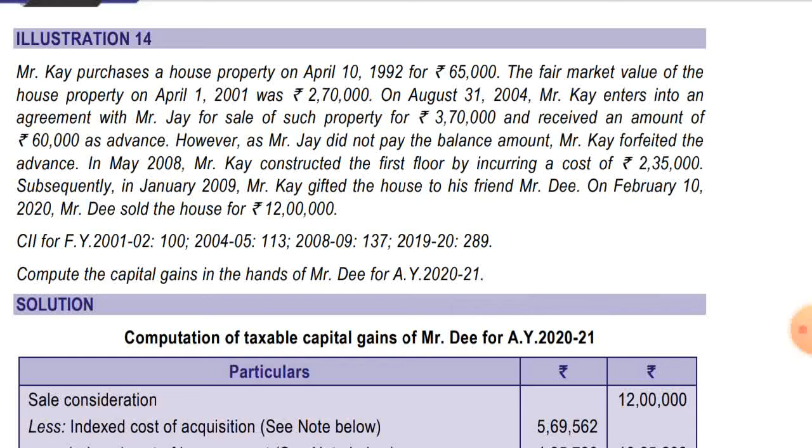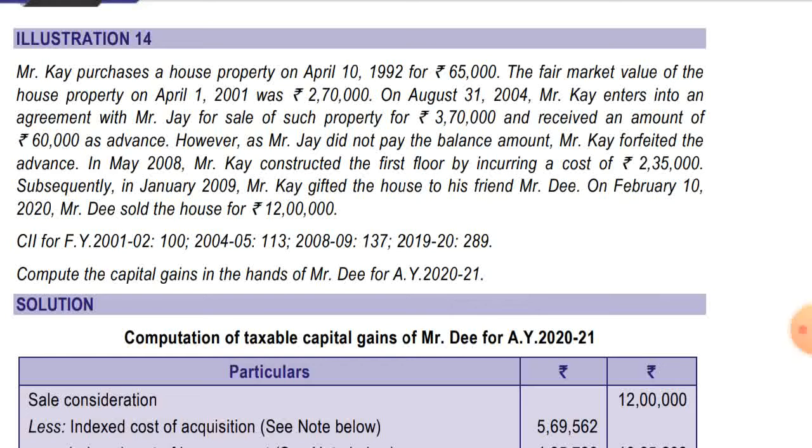constructed the first floor by incurring a cost of rupees 2,35,000. Subsequently, in January 2009, Mr. K gifted the house to his friend Mr. D. On February 10, 2020, Mr. D sold the house for 12 lakhs. Cost inflation index is given for the financial years 2001-02, 2004-05, 2008-09 and 2019-20. Compute the capital gain in the hands of Mr. D for the assessment year 2021-22.